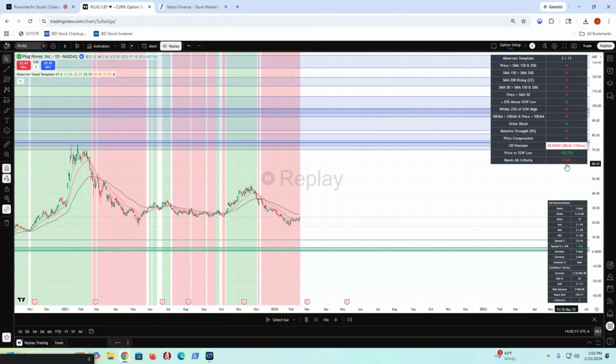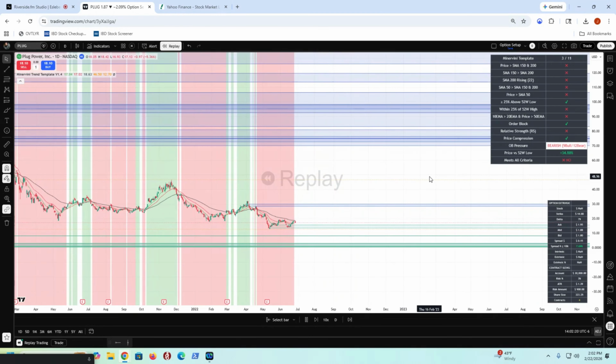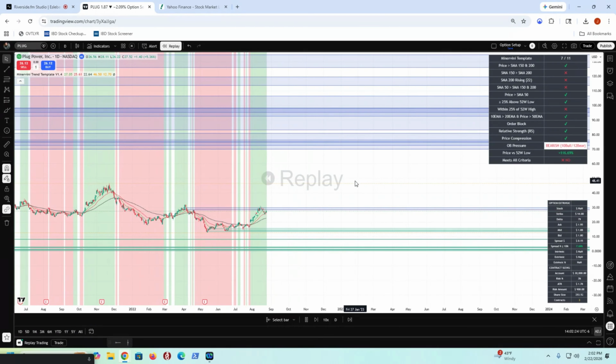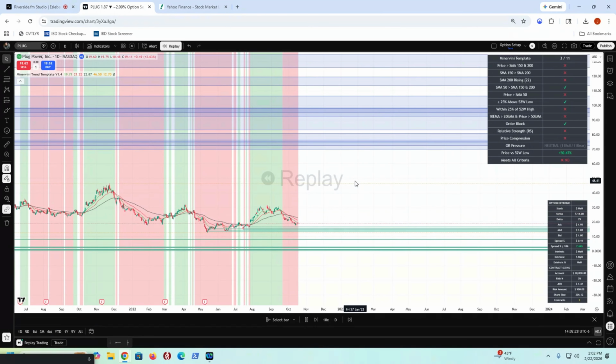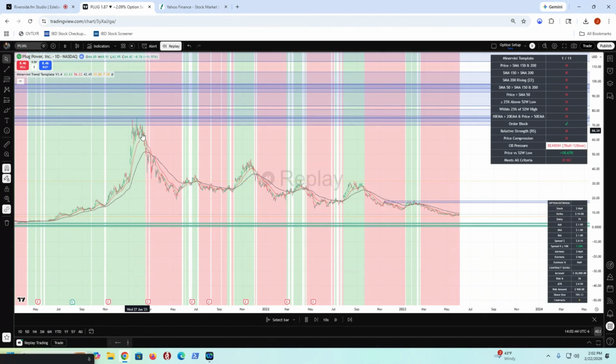So basically what you do is you just sit in here and wait until you get 11 out of 11, and then you can throw it on there and see what would have happened. See if you'd have rolled out, see if you'd have been stopped out. It can go either way, but I found more times than not, when you're buying really, really strong stocks, they typically go up in price.